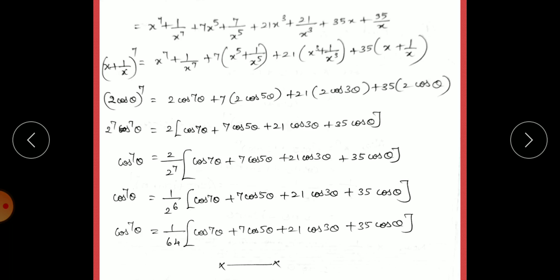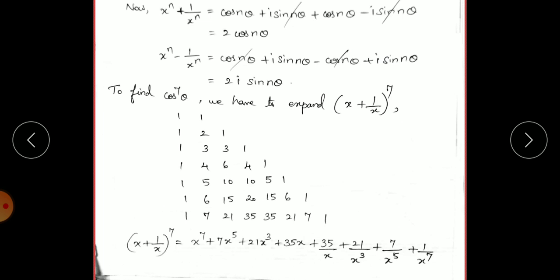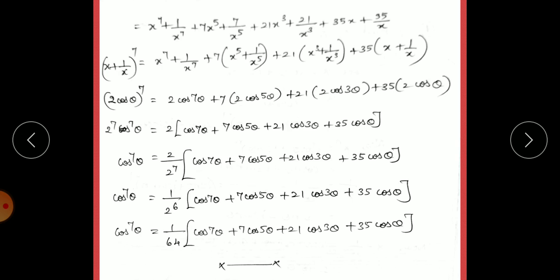Now group the same terms: x power 7 plus 1 by x power 7, then 7x power 5 plus 7 by x power 5. So rearrange it: 21x cube plus 21 by x cube, 35x plus 35 by x. So x power 7 term first, the two terms, then 7x power 5 and 7 by x power 5. Likewise you have to arrange it. Now the first two terms go together, and second, third, fourth terms likewise. Here 7 is common, so take the 7 outside and leave the remaining terms x power 5 plus 1 by x power 5.